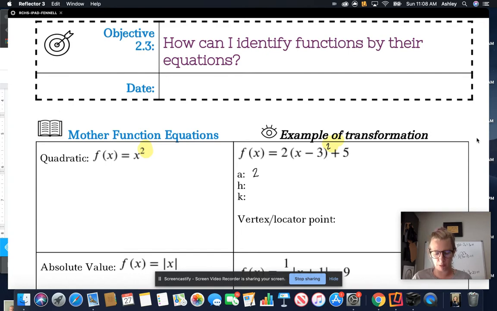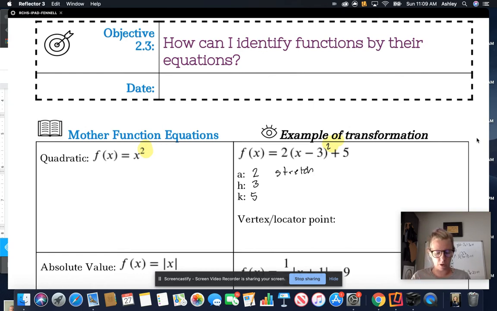And what is that going to do to my function? It's going to stretch my function, right? Every output will double. It's going to stretch it out. H in this case is a positive 3 because the graphing form of the equation says minus h. So if you actually still see the subtraction sign, it's a positive h value. My k value is 5.